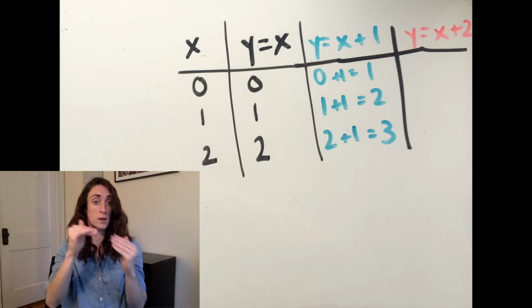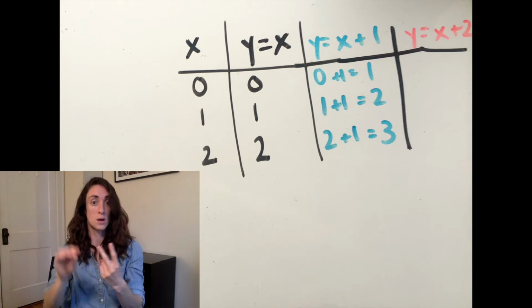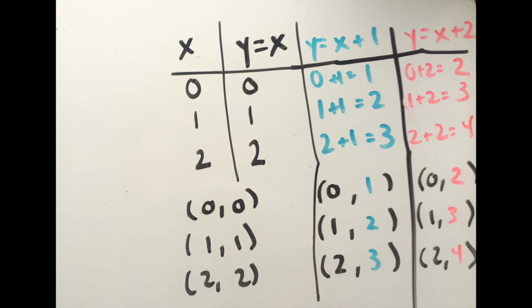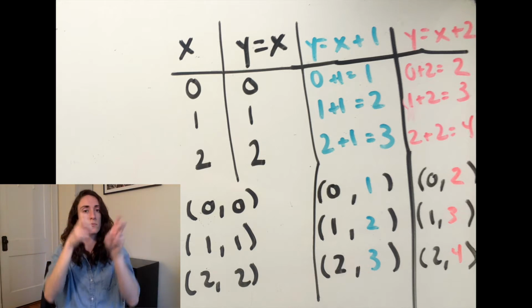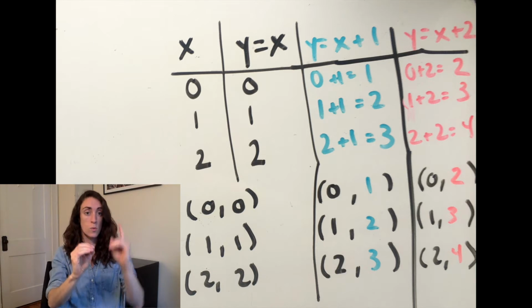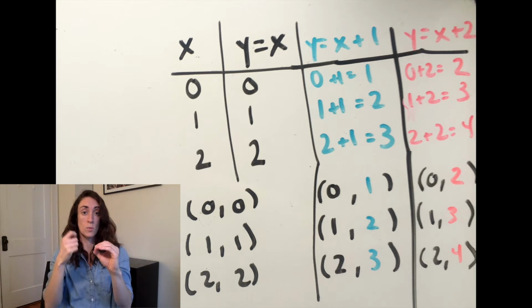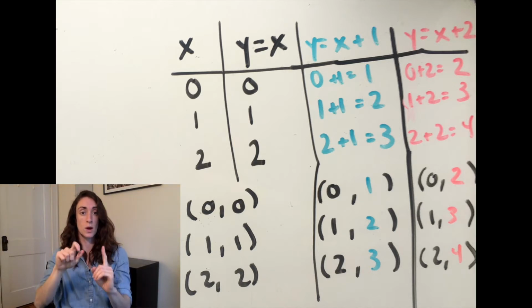And finally, we'll look at y equals x plus 2. So again, we'll use x equals 0, 1, and 2, and then we'll find our y values 2, 3, and 4. From this table that we've created, we can pull out the points that are ready to graph. So for the first black function, we're going to have 0, 0, 1, 1, and 2, 2 as our points. For the blue function, we'll have 0, 1, 1, 2, and 2, 3. And for the pink function, we'll have 0, 2, 1, 3, and 2, 4. So now we can go ahead and graph those points.